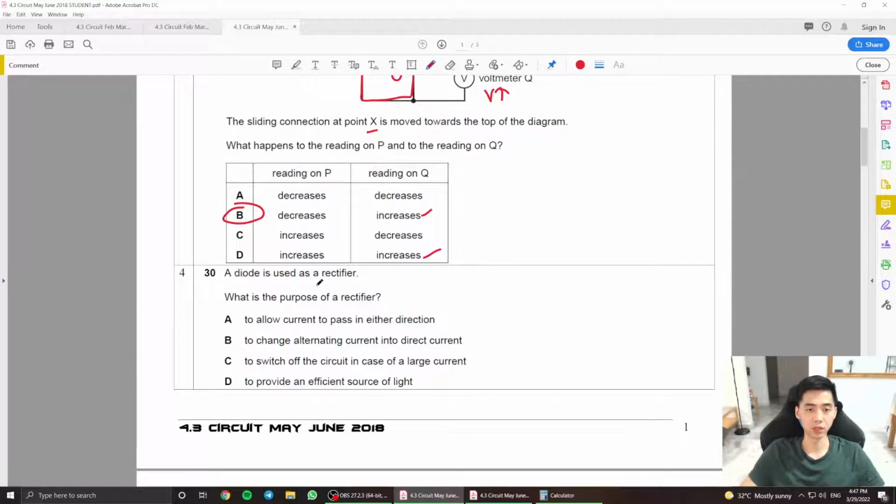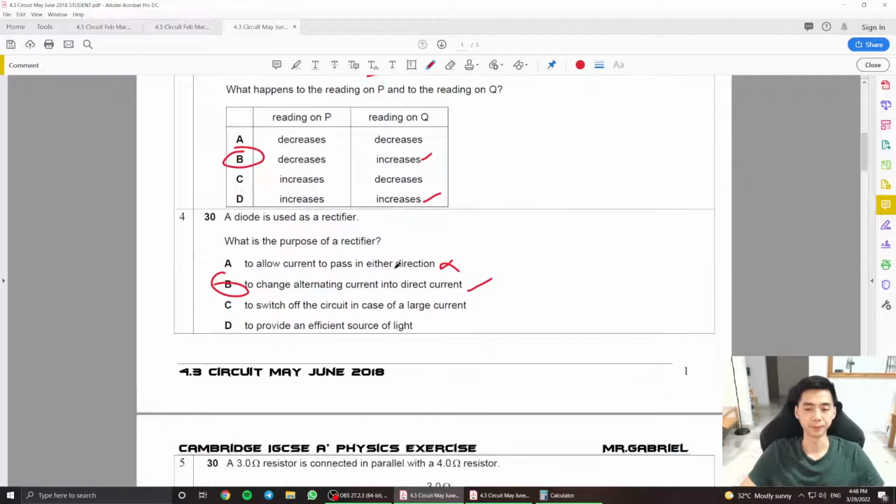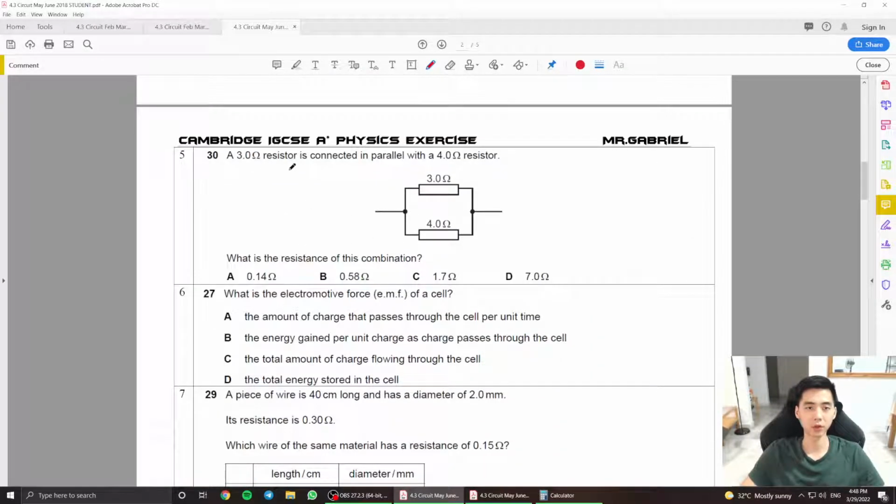Then the diode is used as a rectifier. Rectification is to convert our AC into DC. What is the purpose of a rectifier? To allow current to pass in either direction, not logical. To change alternating current to direct current here, this is obviously the logical answer. Right? Then the 3 ohm resistor is connected in parallel with a 4 ohm resistor.